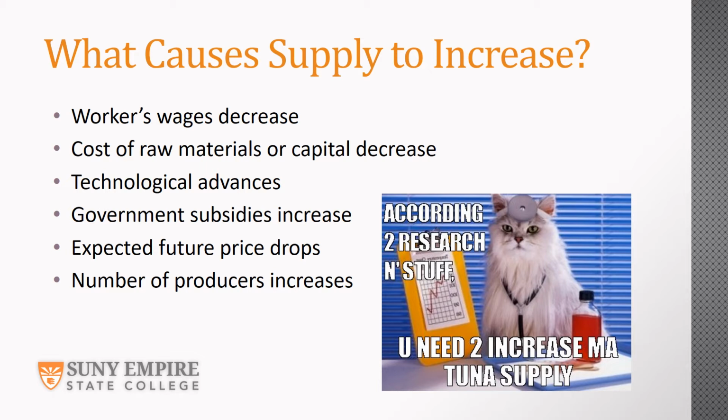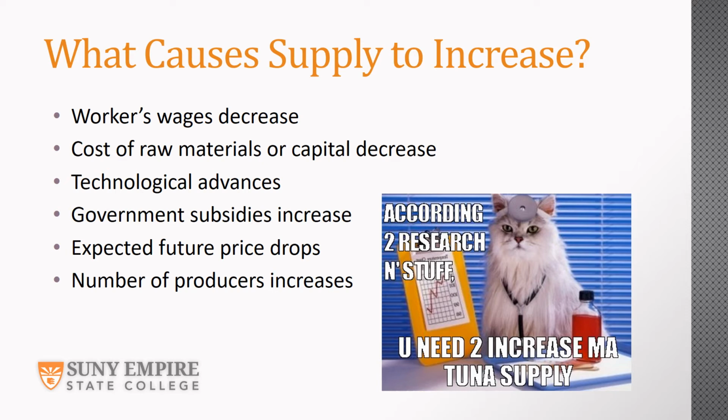So what can lead to a lower cost of production? It is possible that workers' wages may decrease, or perhaps the cost of raw materials or other capital decreases. Another possibility is technological advances, which makes the production more efficient and thereby lowers the cost. However, not all increases in supply are because of lower cost of production. Supply would increase if government subsidies increase.